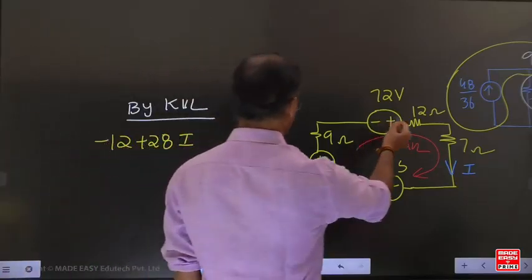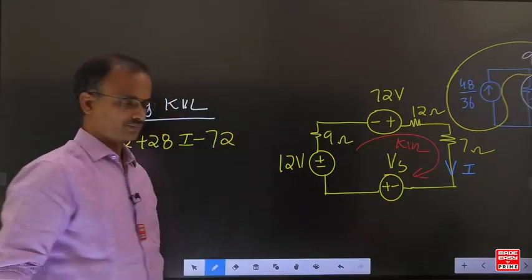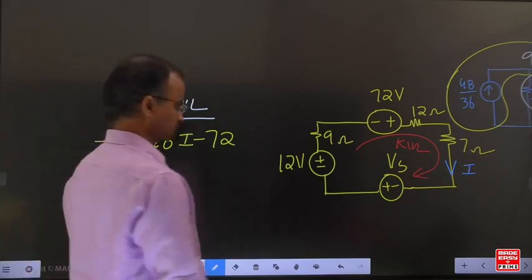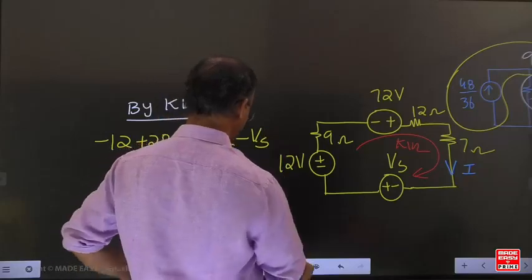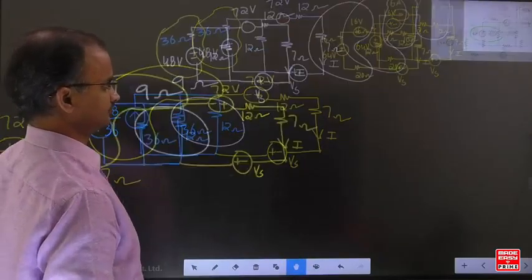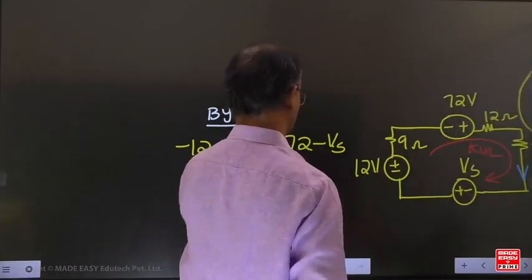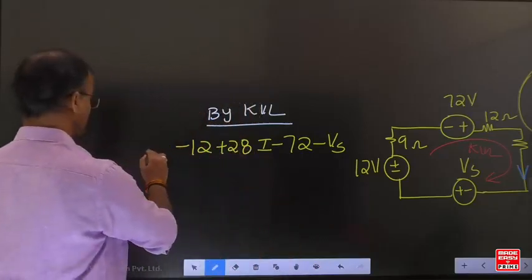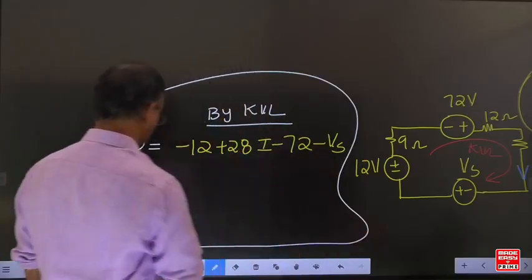And in this example again, lower potential to higher potential is a voltage rise. Here also, again, lower potential to higher potential is a voltage rise. Now this entire equation is equated to 0.